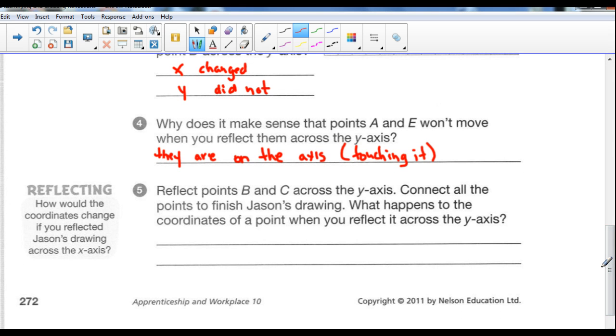What happens to the coordinates of a point when you reflect it across the y-axis? Well, they become the mirror image of the object across the axis.